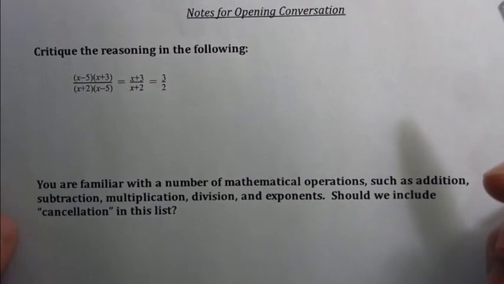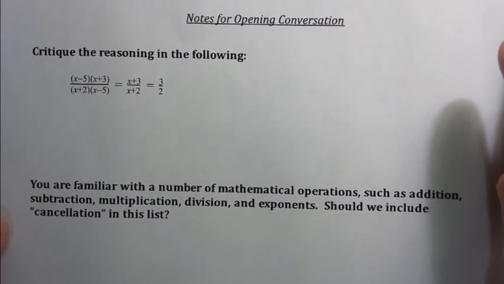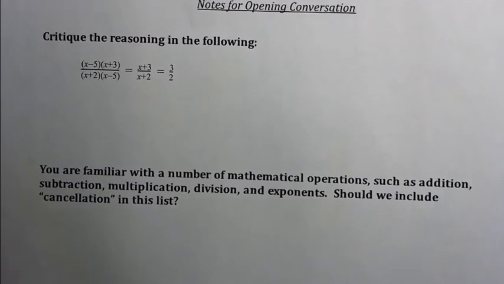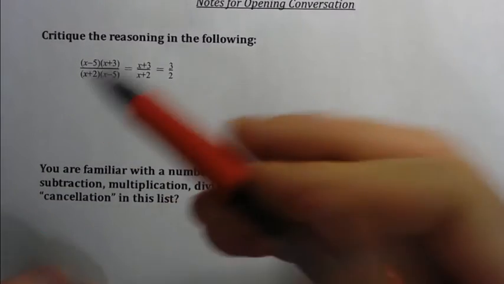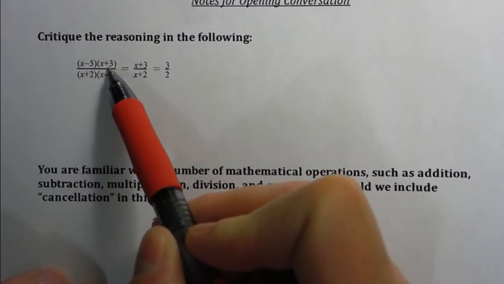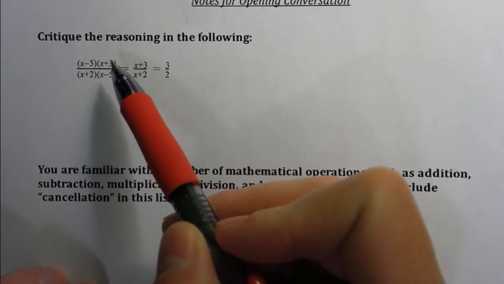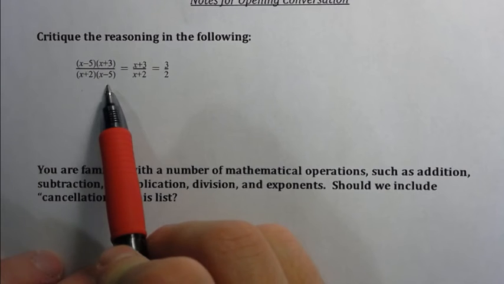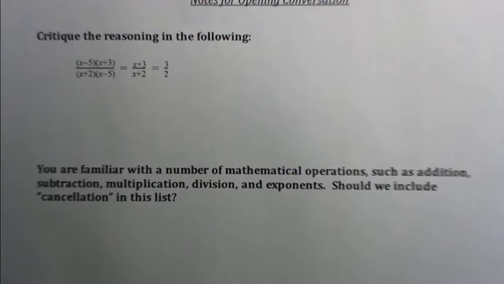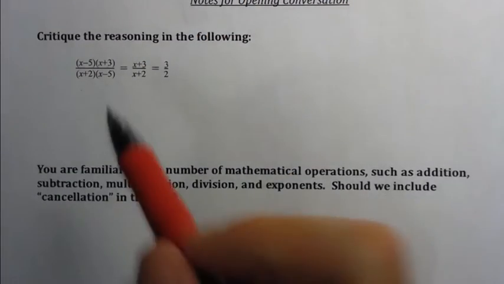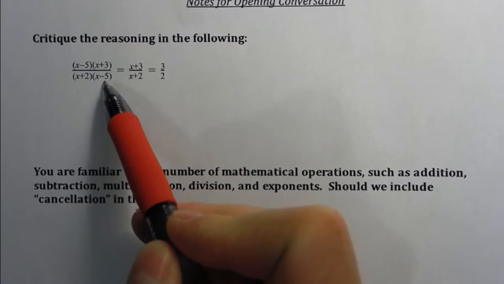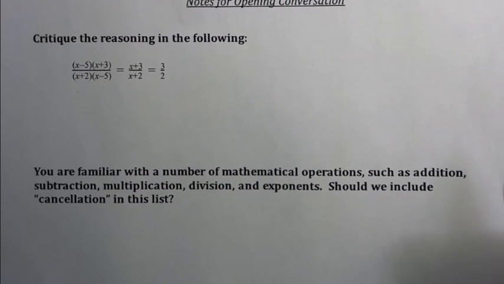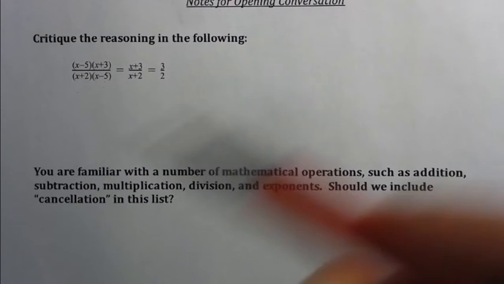So we have a problem that a student or a teacher has completed, where on the left side we have x minus 5 and x plus 3, both in parentheses on the top. And then we have x plus 2 and x minus 5 on the bottom. Their first step in this work would be to cross out the two x minus 5s on the top and the bottom as well.